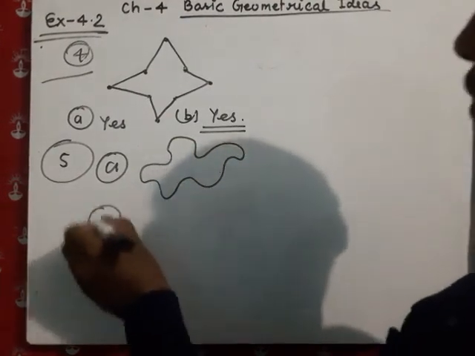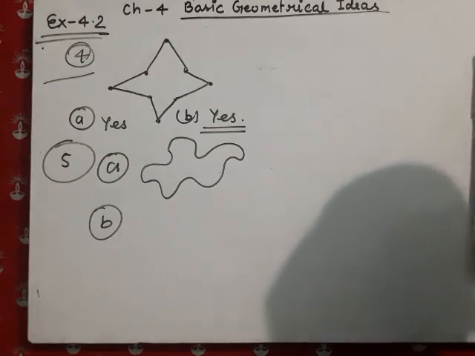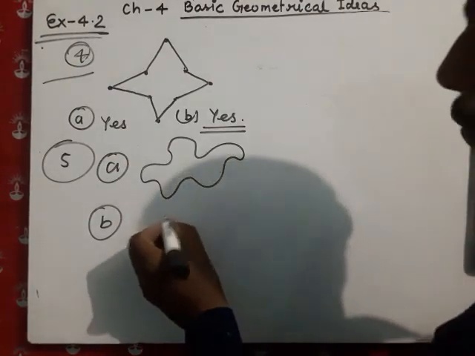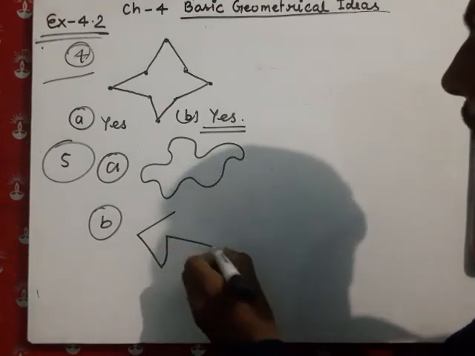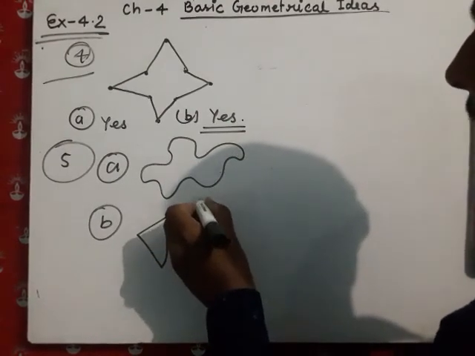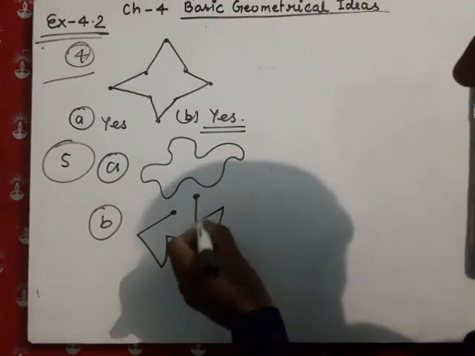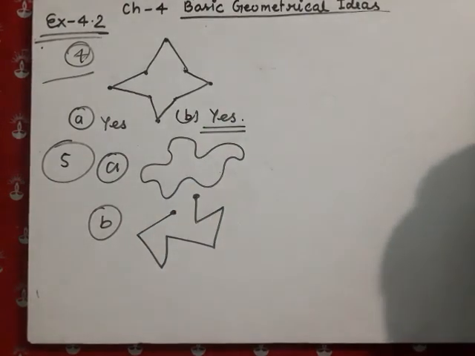Now in the B part, the question is saying to draw a rough diagram of an open curve made up entirely of line segments. So we have to draw one open curve made up entirely of line segments. Here all of these are line segments and it is also open.